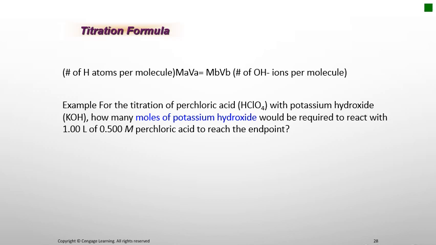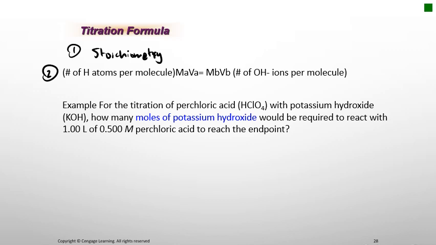So now let's get into the mathematical formulas that we can use for titrations. So number one, you could simply use stoichiometry. If you want to set it up, get your RICE table set up and go from there, you're perfectly welcome to do it. A little bit faster way to do it is this second formula, where we take the number of hydrogen atoms per acid molecule, multiply it by the molarity and the volume of the acid, and then that will equal the molarity of the base times the volume of the base times the number of OH minus ions per molecule.